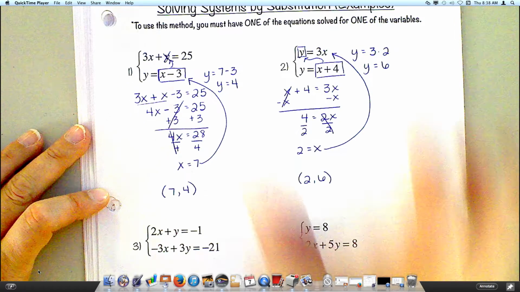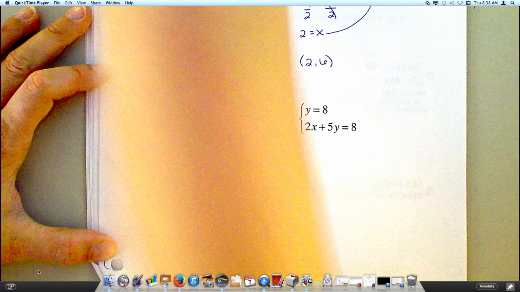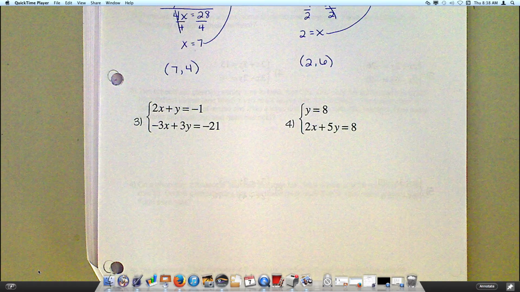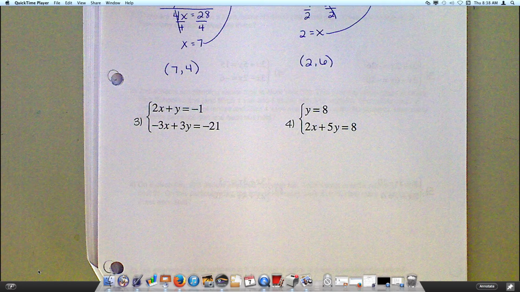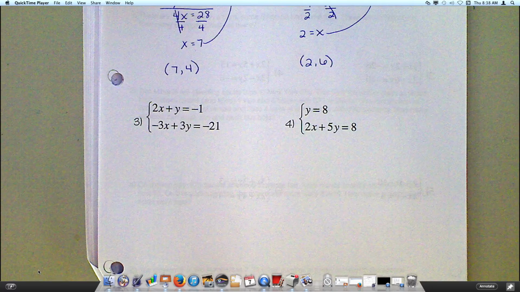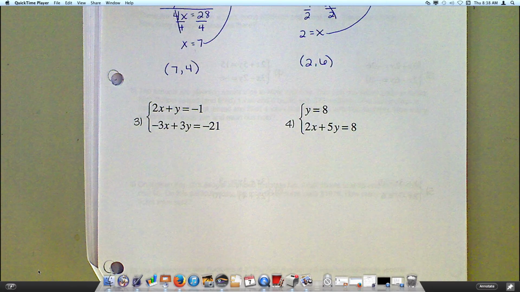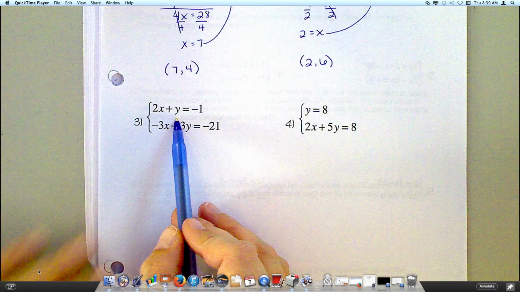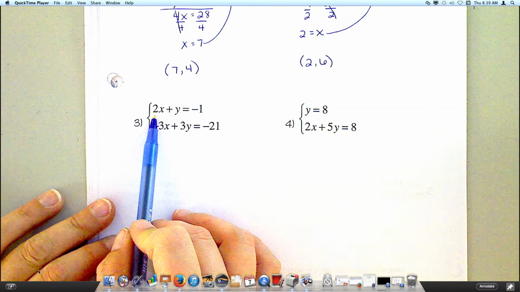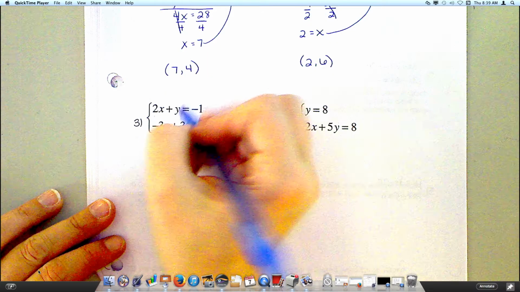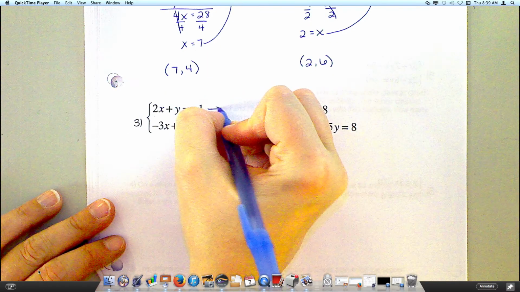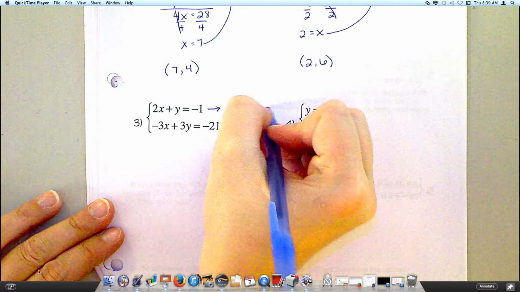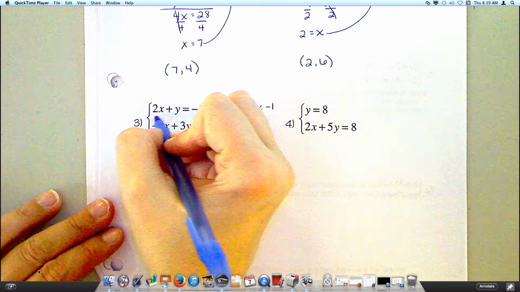All right, let's look at number 3. Do I have anything by itself? Does it say y equals or x equals? No. But which one looks like it would be pretty easy to get by itself? Yeah, that top one I could get y by itself just by moving the 2x to the other side. Okay? So if I were to move the 2x to the other side, this would then say y equals negative 2x minus 1. Okay, if I took this and subtracted 2x from each side.